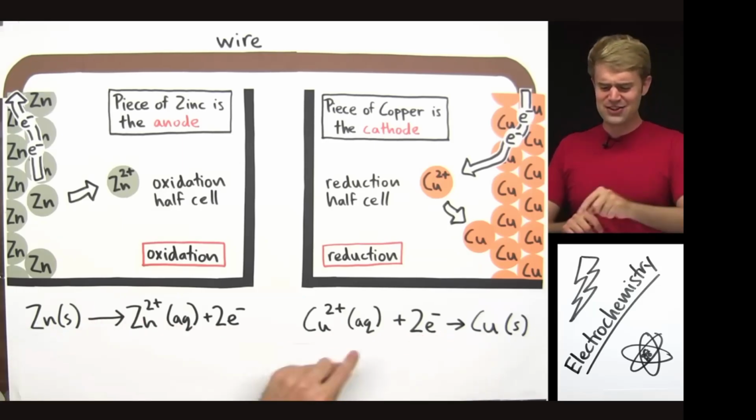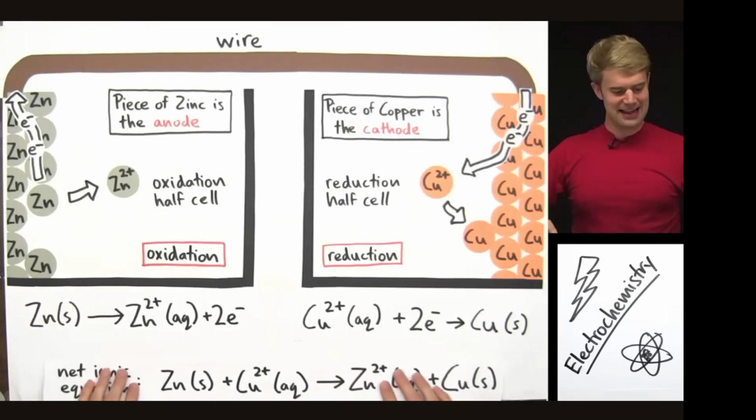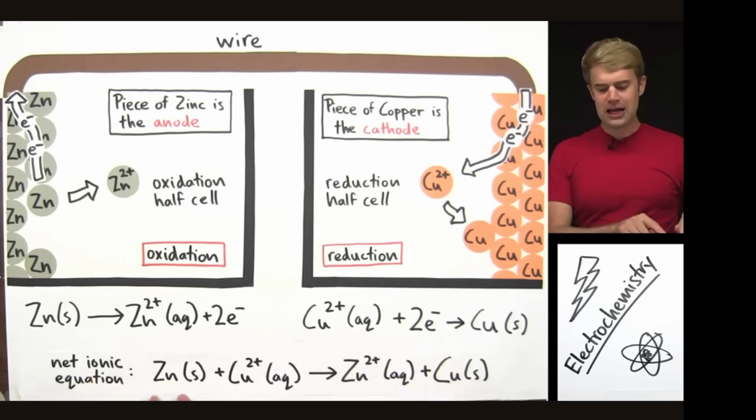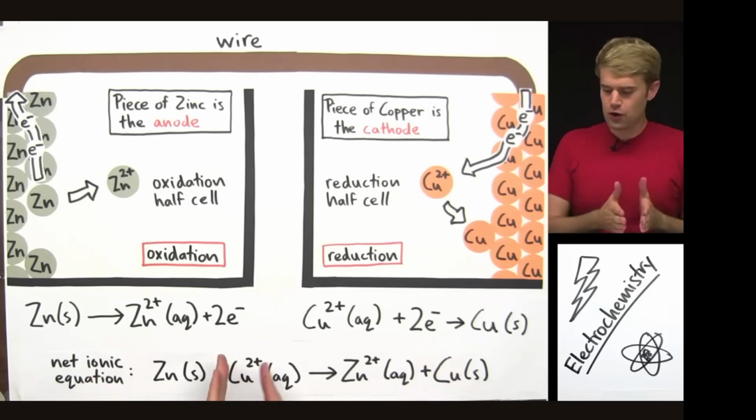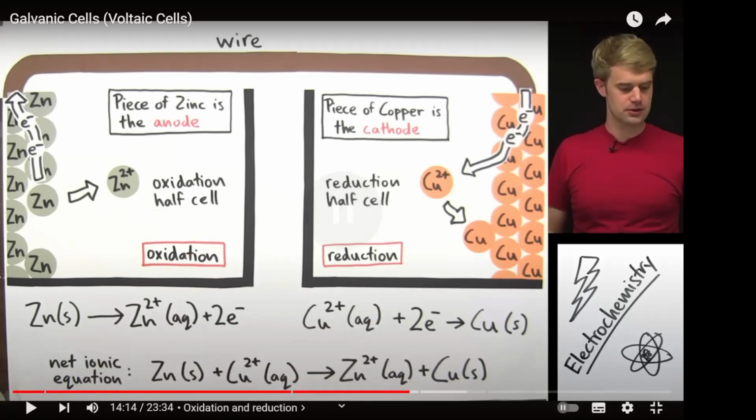Anyway, we have these 2 half reactions, and we can put them together to get a net ionic equation, which shows the overall oxidation and reduction process. And do you notice we have our electrons going out equaling our electrons going in, and then we add them together, and you get the full redox reaction.